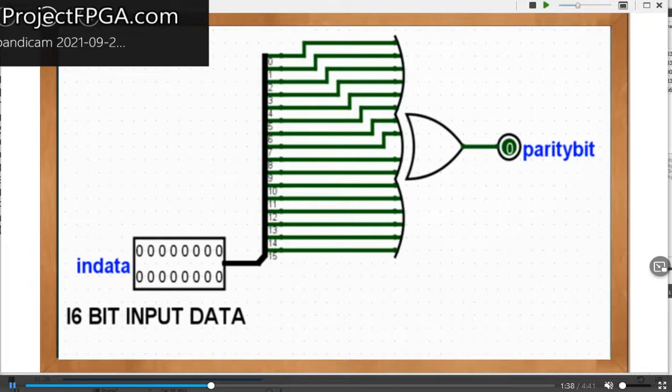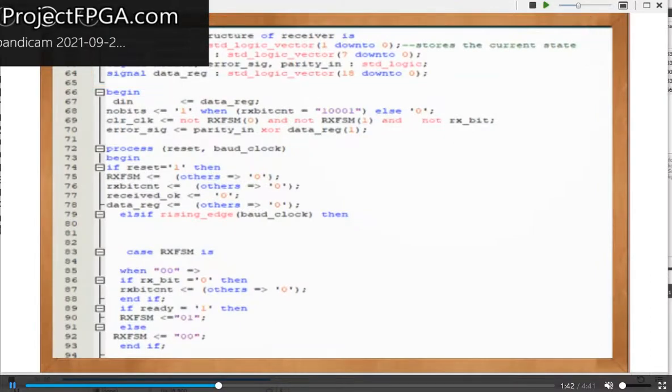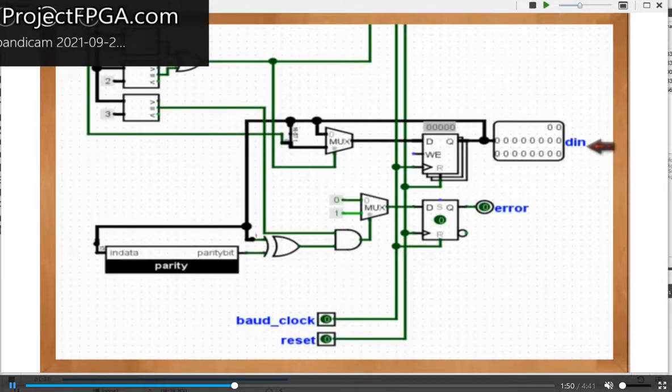Next are the signals. We'll discuss them later. Again, the DIN, no bits or number of bits, the clear clock signal, and the error signal. The DIN is the final received data which comes from the data register.